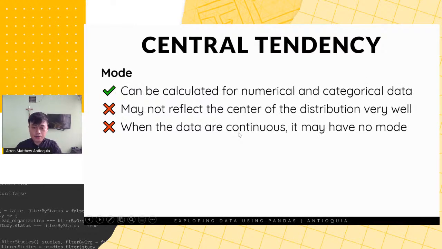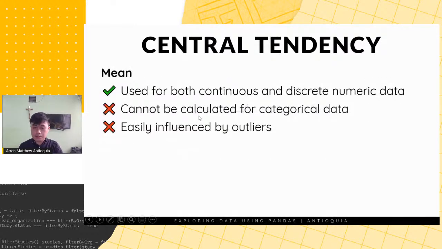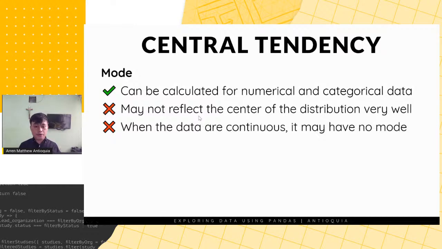That's why we have the mode, which can be calculated for both numerical and categorical data. However, it may not reflect the center of the distribution very well, as we have seen earlier, 54, right? It's not on the center of the distribution. And of course, when the data are continuous, it may have no mode at all, right? If you have a continuous numerical data, pwedeng walang mode yan. Those are measures of central tendency.